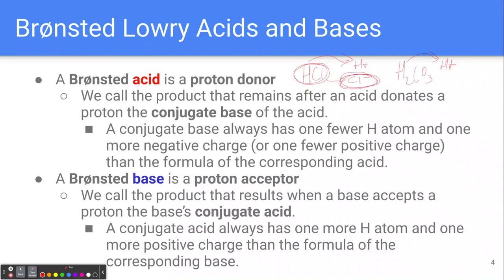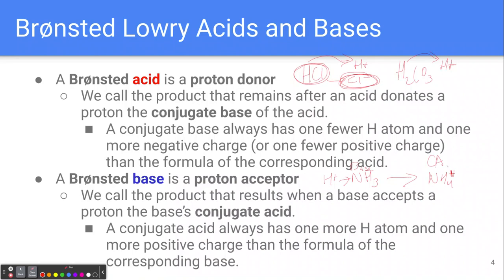Now, a Bronsted base is a proton acceptor. One of the more common ones that we think of is NH3. So this would be our base. When we add a proton to it, it's going to turn into NH4 with a positive charge. So this was our base. This is what we call our conjugate acid.